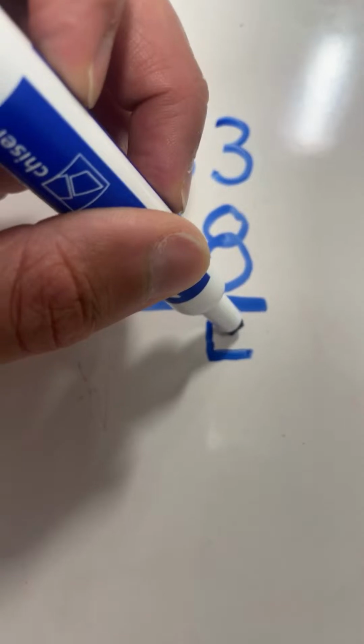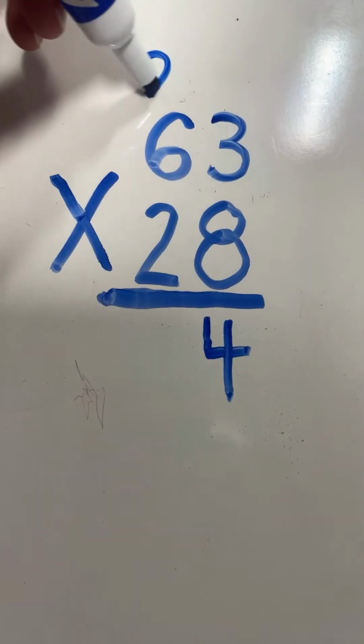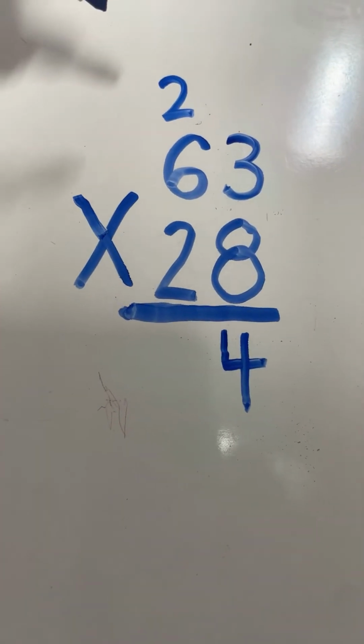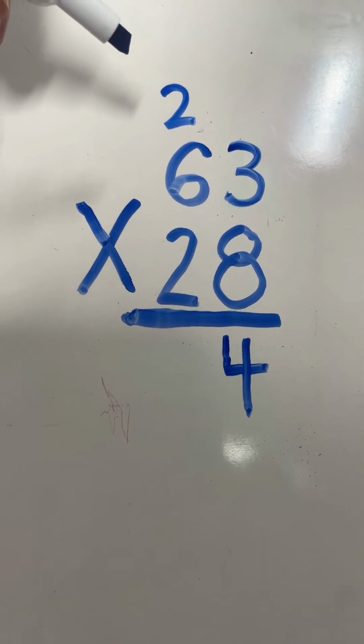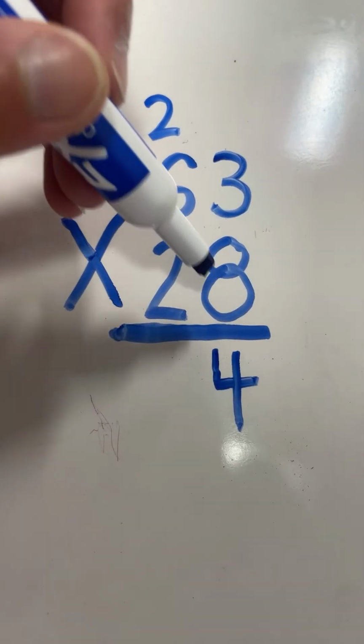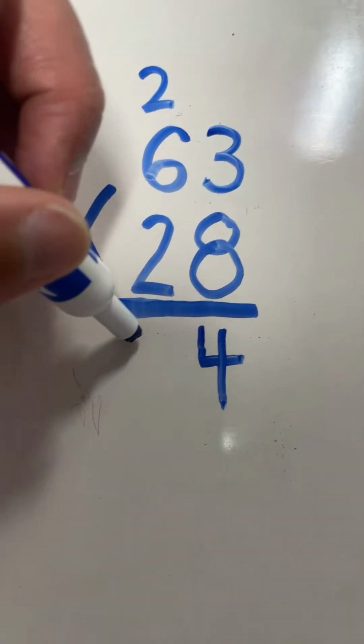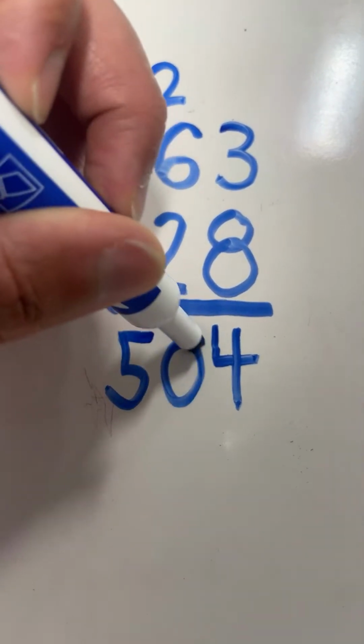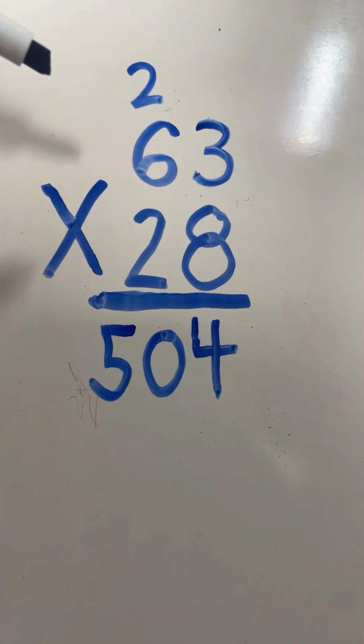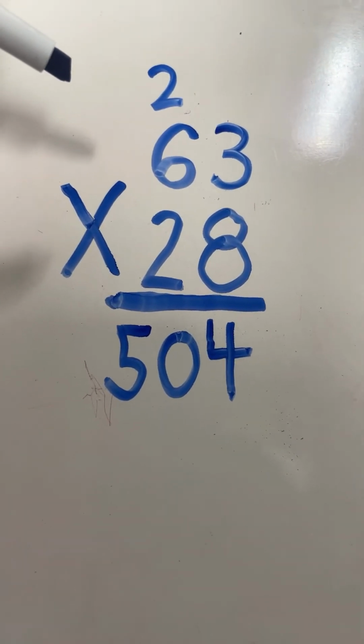The 4 in 24 goes in the ones place. The 2 in 24 gets carried over to the tens place. 6 times 8 equals 48 plus 2 equals 50. So far we have multiplied 63 times 8.